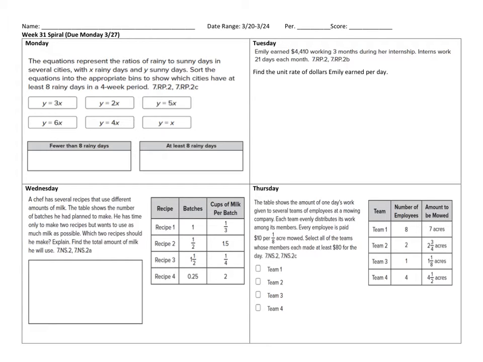We are looking at our spiral from week 31. Now, on each day, we are going to answer the individual questions. Make sure that once you click on your answer, it will be marked either correct or incorrect.